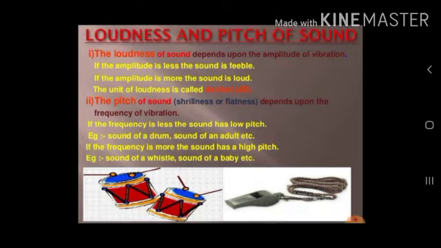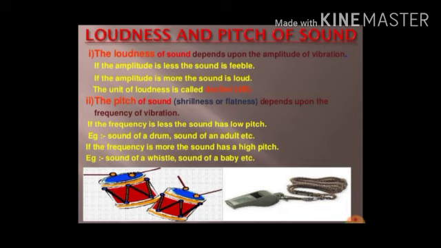Coming to the loudness and pitch of the sound. The loudness of sound depends upon the amplitude of vibration. If the amplitude is less, the sound is feeble or weak. If the amplitude is more, the sound is loud.